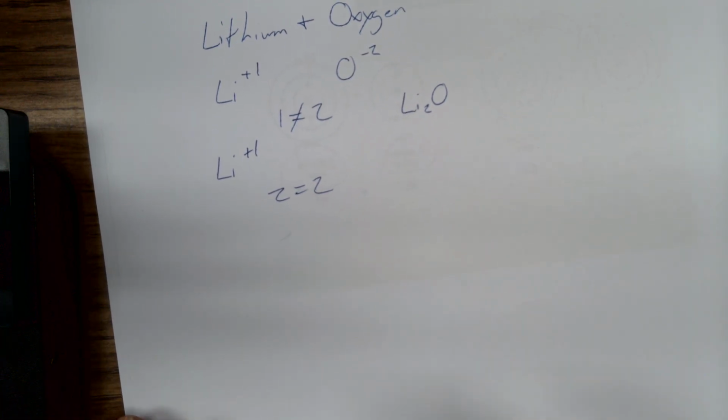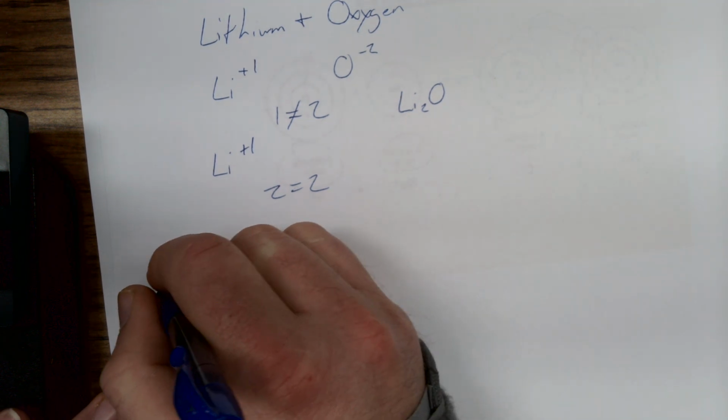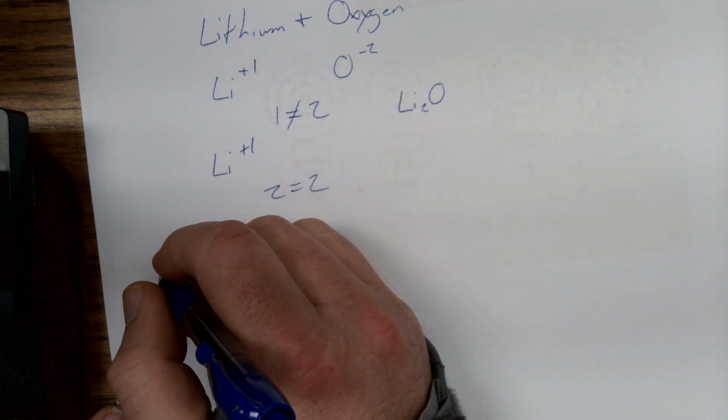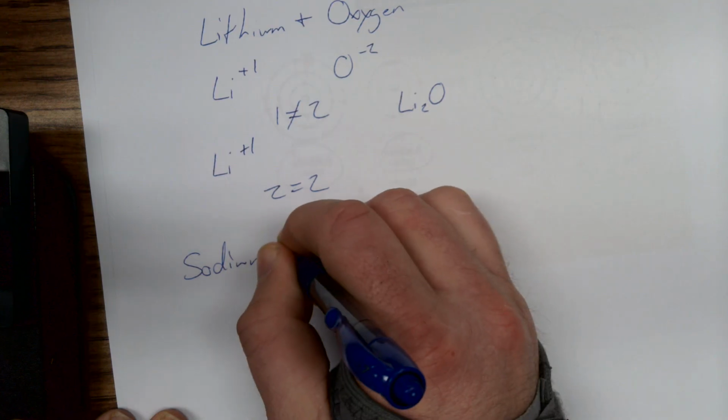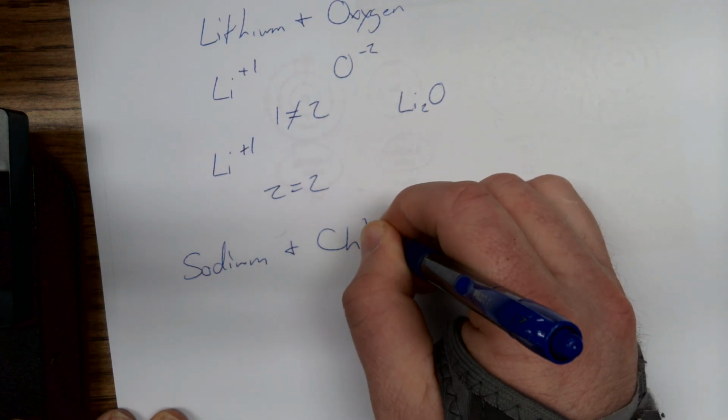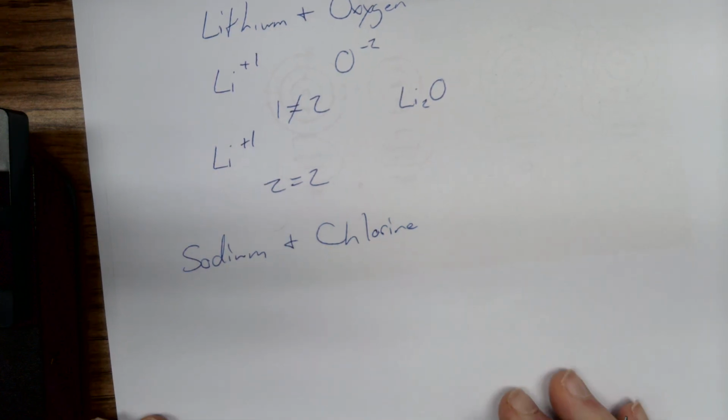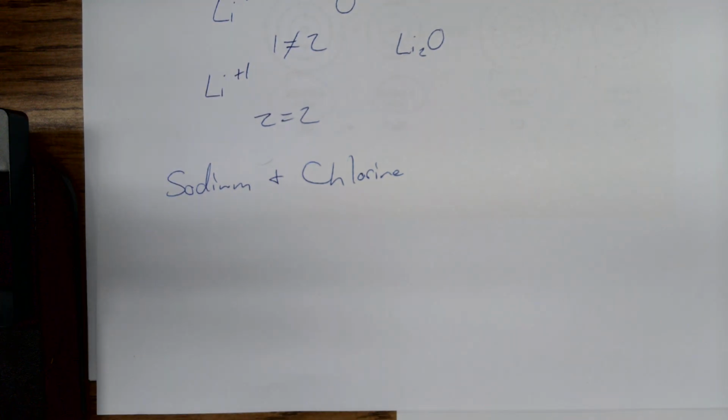I want you to grab your whiteboards for this one. There should be markers in the boxes. I want you to do sodium and chlorine. Sodium and chlorine. I want you to write that on your whiteboard. So make sure you pass the whiteboards out. Make sure you grab a marker. Yeah, go ahead, grab the pens.